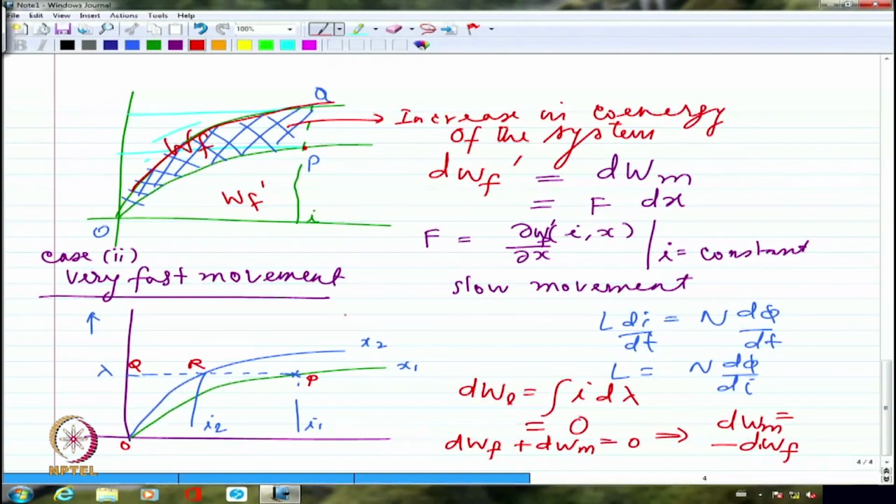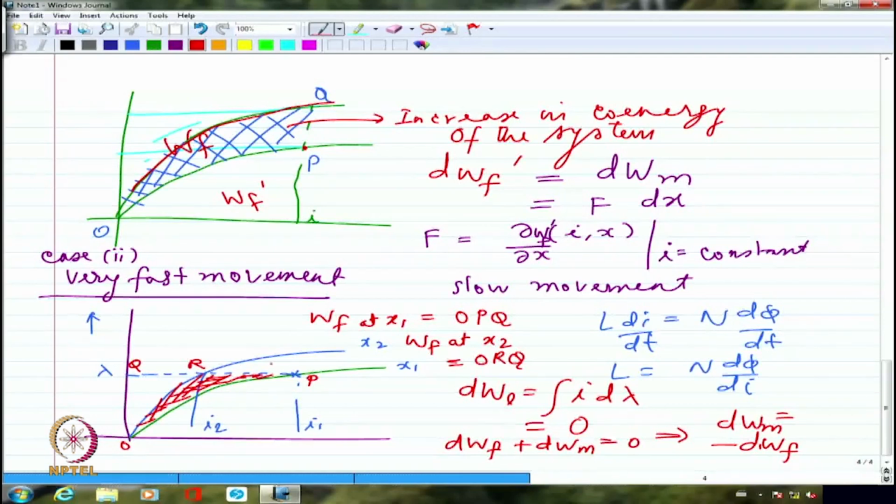So I should say Wf at x1 is OPQ, whereas Wf at x2 is ORQ. Right? So I am having a reduction in the field energy, and the reduction in the field energy is this shaded area. This is the reduction in the field energy, which is OPR. So this should be equal to area OPR in the graph.